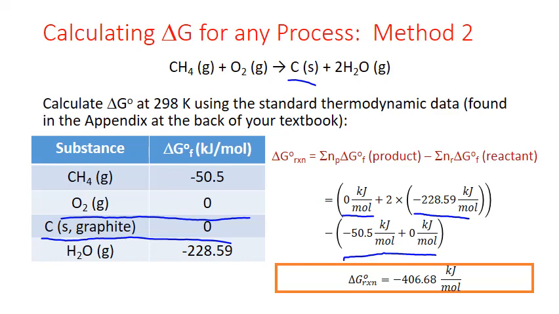A negative value indicates that it is spontaneous under standard conditions, 298 Kelvin and 1 atmosphere pressure for all of the gases. What we also see is that this process, this calculation for Gibbs free energy, is much simpler when we have these standard reference values for Gibbs free energy of formation.